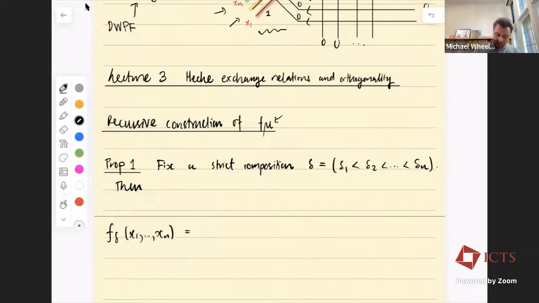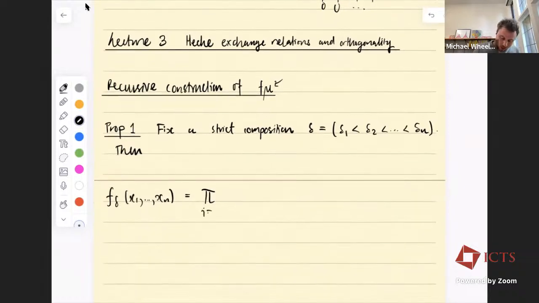F delta is going to be a product from i equals 1 to n, and then a second product from j equals 1 up to delta i minus 1. And then there's going to be a ratio here. So this will be 1 minus y_j over x_i, 1 minus q y_j over x_i.